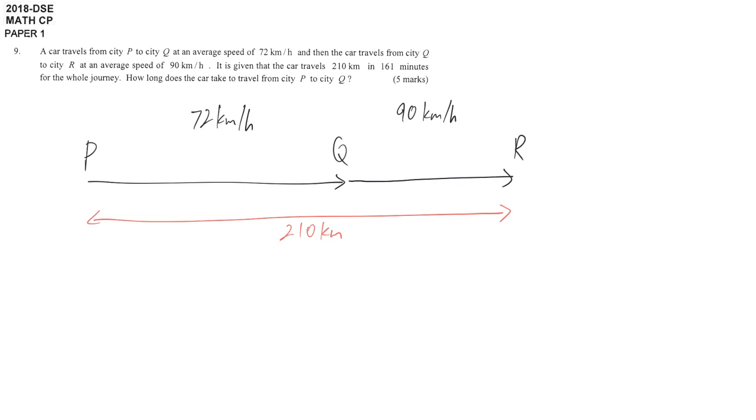And then in total, they spend 161 minutes in this journey. And then they ask how long does the car take to travel from P to Q. And then in your mind it messes up everything. We don't know what to do.